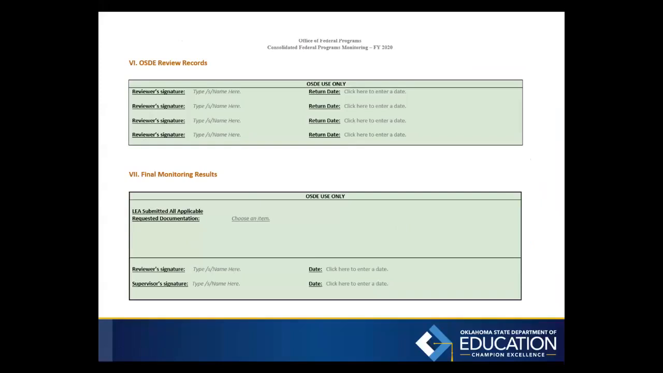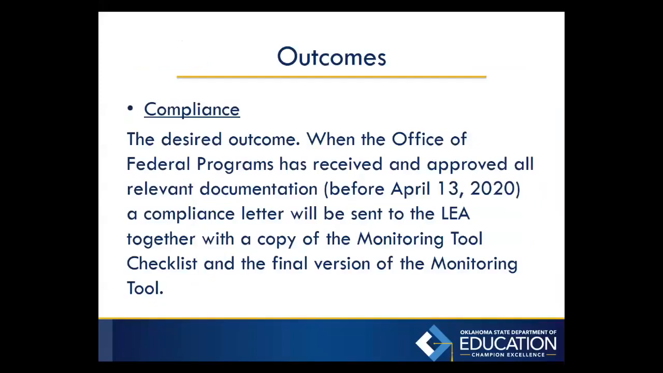Okay, so several months from now, how does it all conclude? So the desired outcome is compliance. So Office of Federal Programs received and approved all relevant documentation by April 13th, 2020. A compliance letter will be sent to the LEA together with a copy of the final monitoring tool checklist and the final version of the monitoring tool. That's the outcome we hope everyone reaches.